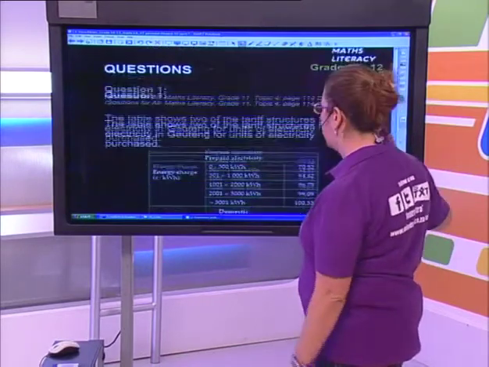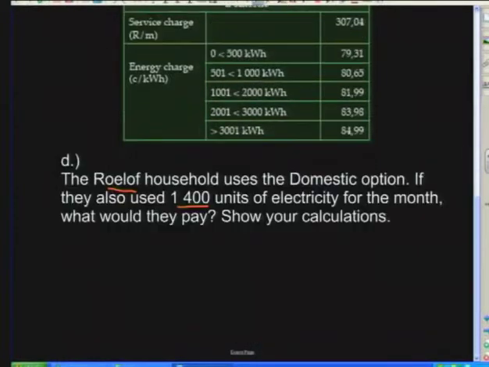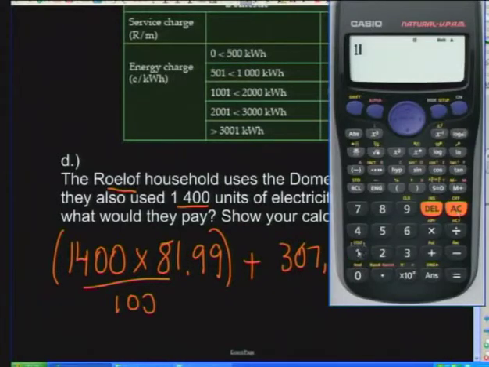Okay, let's move to the next question and see the rural family household uses the domestic option. If they also use 1,400 units, how much do they pay? So for them, we've got 1,400 units, and we're timesing that by 81.99. But we need to add our 307.04. And to this, we need to actually divide by 100. I'm going to do this all on the calculator. I'm sure you guys can follow this, and we've done one before. 1,400 times 81.99 equals, we're going to divide by 100, and we're going to add our 307.04. And she's paying 1,454.90.